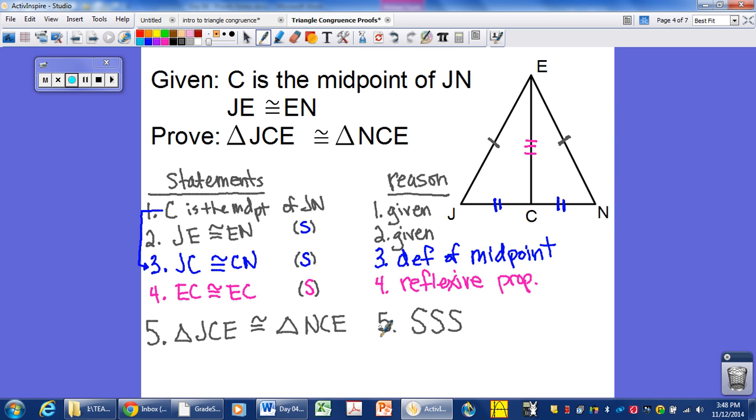Okay, so this is a nice formal proof. We were given a midpoint. Okay, so we know congruent sides. We were given one other congruent side, and we found this reflexive side. So this came from our picture, and then we finished it off. We have three sides.